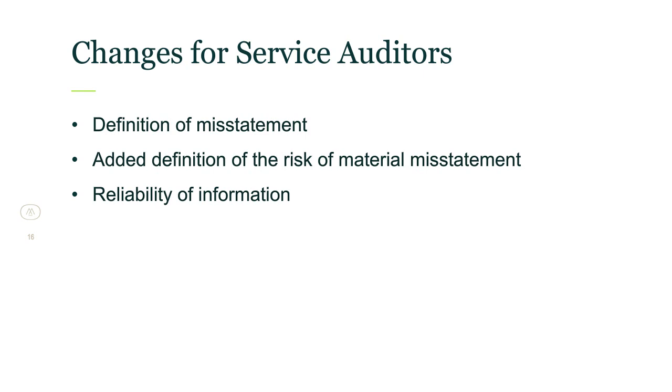Another item is the reliability of information. So generally in the past, I would say we've always done a good job of making sure that the information is reliable, meaning if we got a population to sample for a SOC 1 report test, that we did procedures to make sure that population was complete. But SSAE 18 adds emphasis on the importance of really making sure that the information the service auditor is getting is reliable. So you might see some increased questions or procedures related to making sure that populations and other artifacts are complete and accurate.